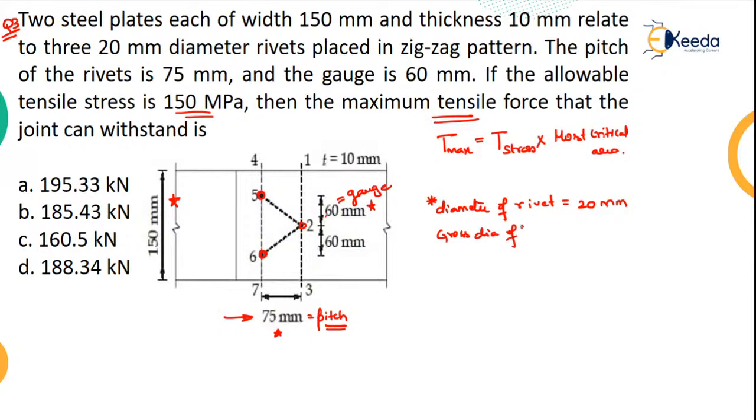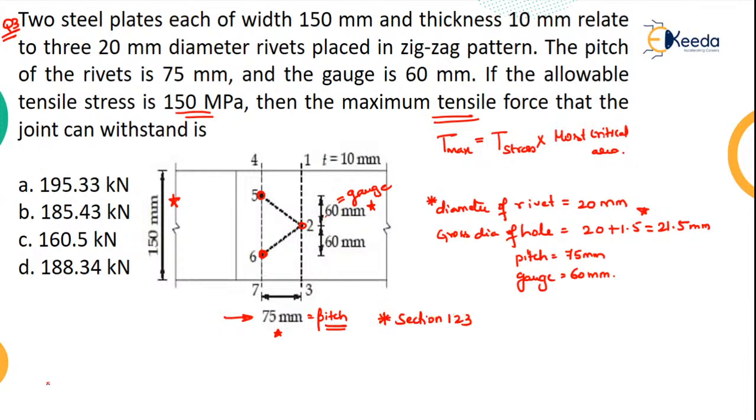So what will be the gross diameter of the hole? It cannot be exactly the diameter of the rivet. We have to increase it by 1.5, which is a standard. So it will be 21.5 mm, and the pitch is given as 75 mm, and the gauge is also given as 60 mm. Now, the most critical sectional area has to be considered. The first section I will consider is section 1, 2, 3.